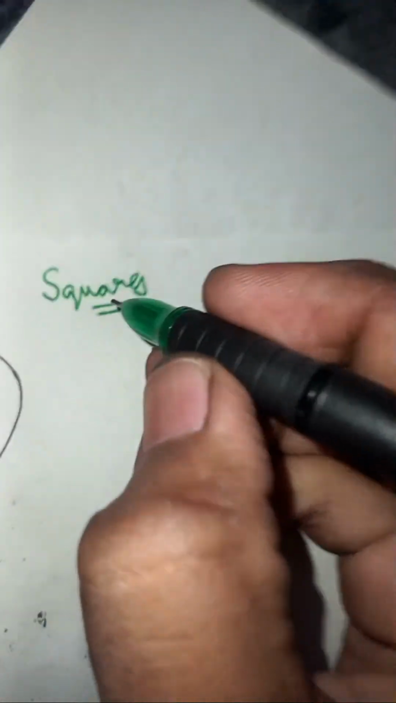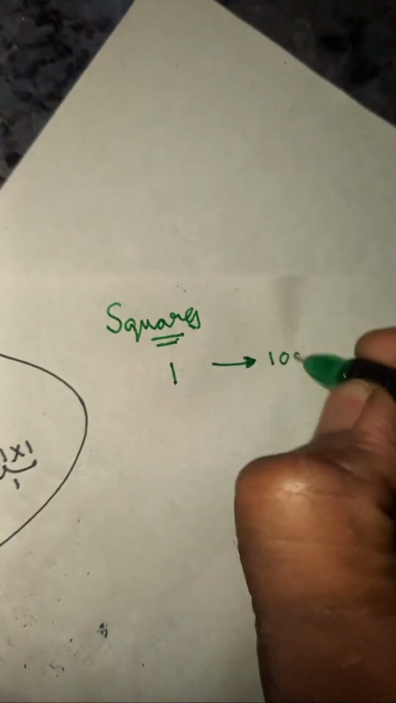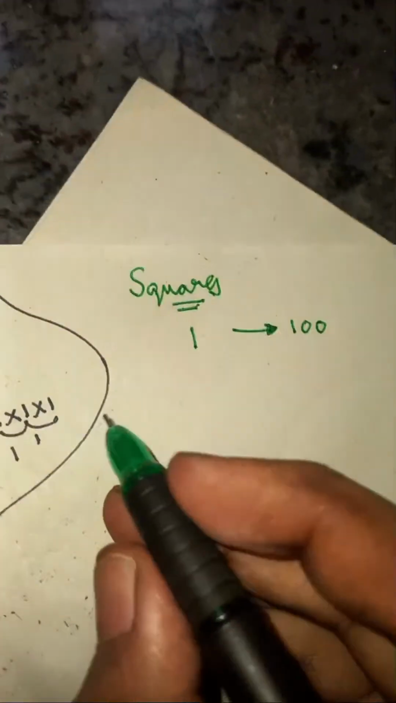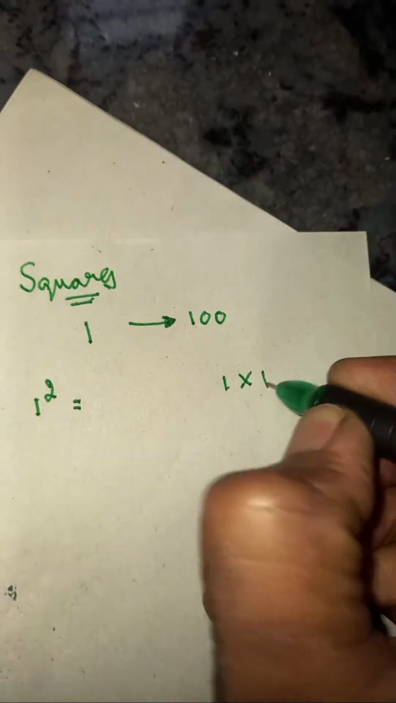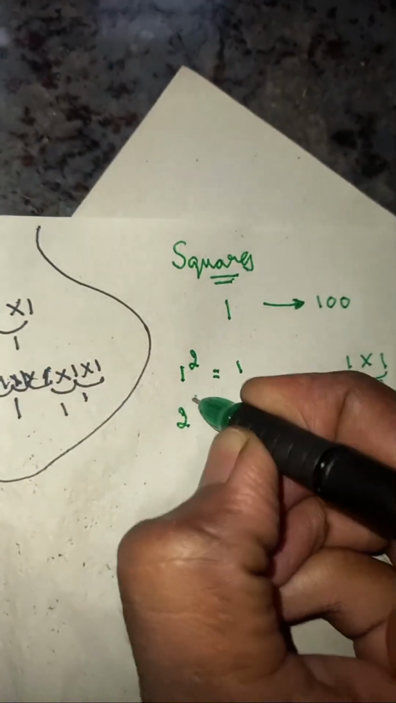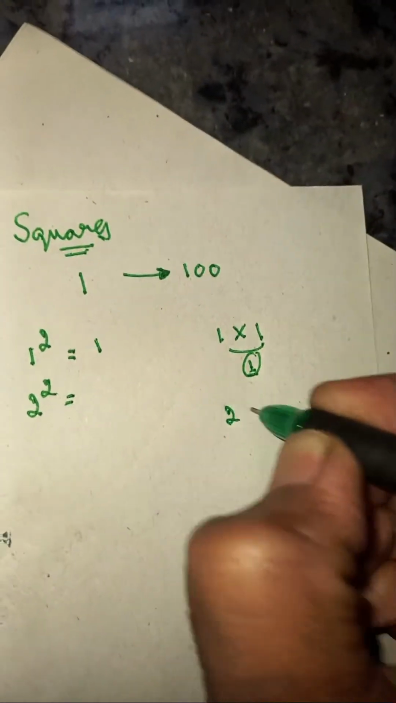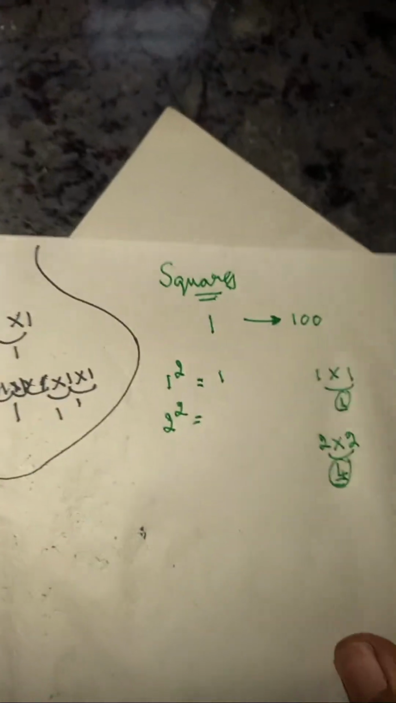I'm going to do squares of numbers from 1 to 100. I start by doing this. Here you're going to get this one, that is now 1 square. Let's do 1 square, that is 1 times 1, which becomes equal to 1. And 2 square is 2 times 2, which becomes 4.